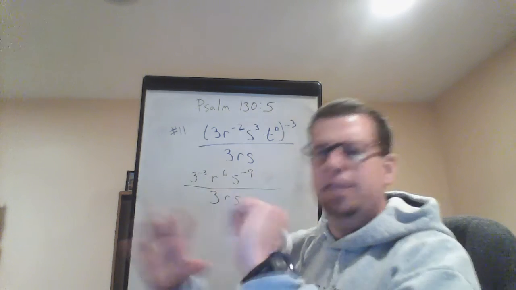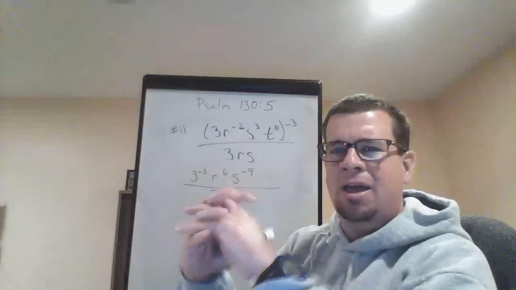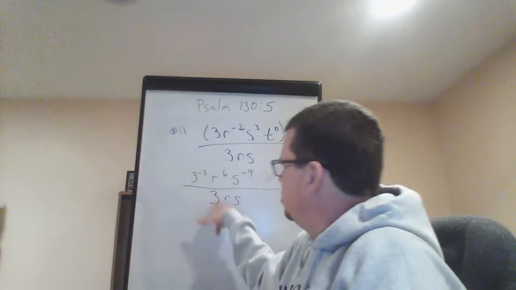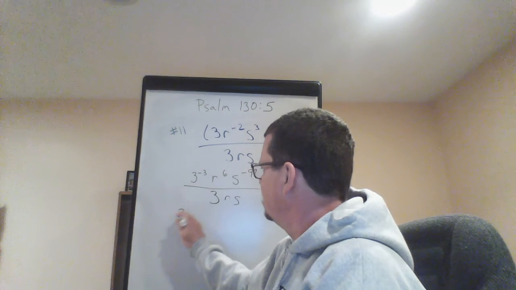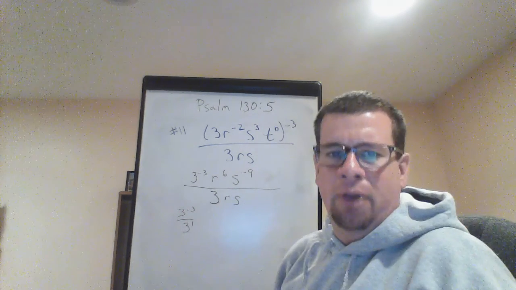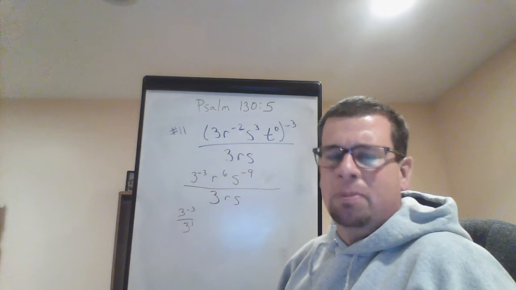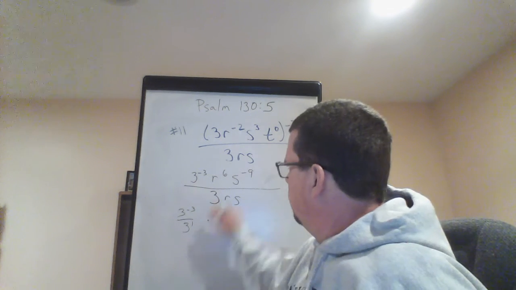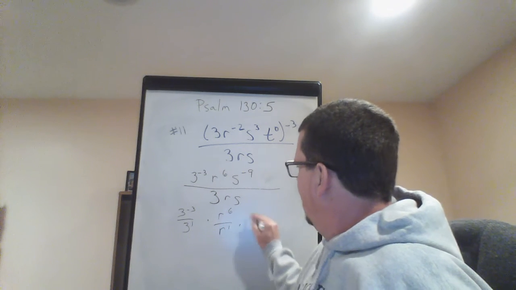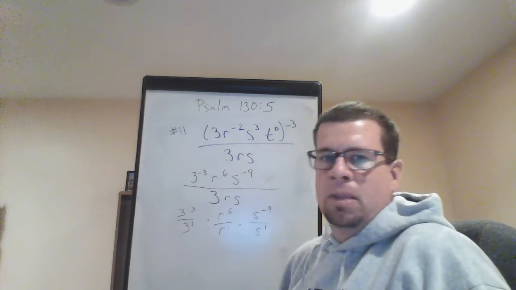Now, in 4 and 10, remember, we had a bunch of fractions and we multiplied them together. I'm going to break this apart into its individual ones. I see these two 3's, so I'm going to write this as 3 to the -3rd over 3, and I'm going to put that little 1 there. If they don't have an exponent, there's an understood 1. So I'm going to write them all with an exponent of 1. Here I've got r to the 6th over r to the 1st, and then s to the -9th over s to the 1st.